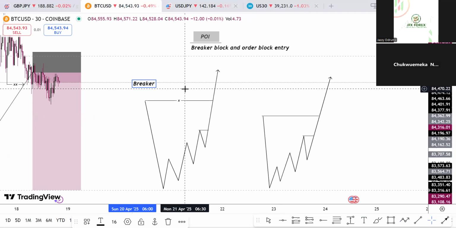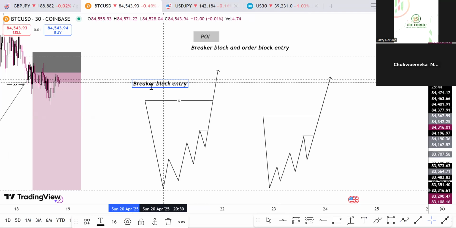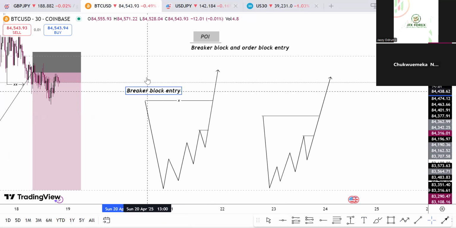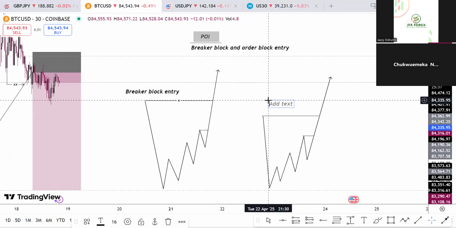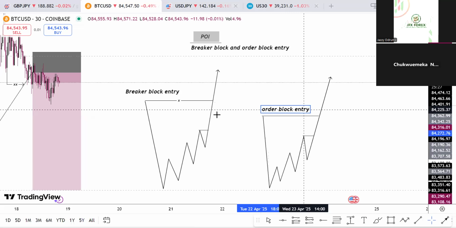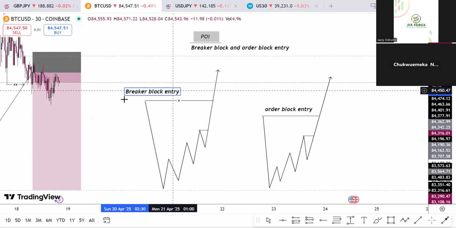I'll just go straight to the points without wasting time, because I know you're a sharp guy and you easily grab something. So we have the order block entering. All right, so this particular one is going to represent our order block entry, and this particular one is going to represent our breaker block entry.